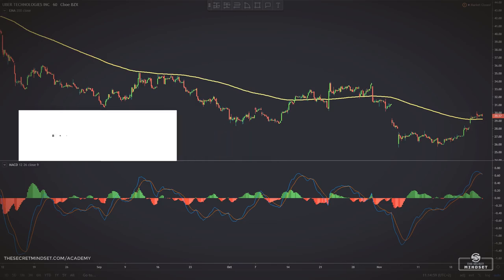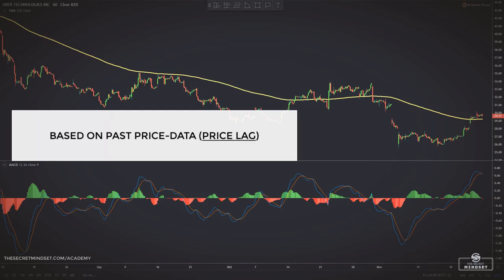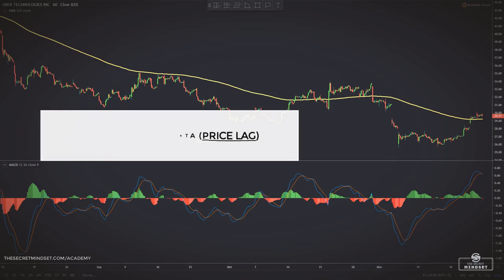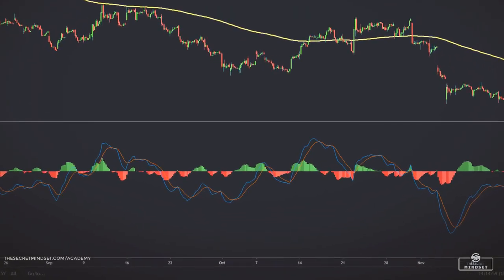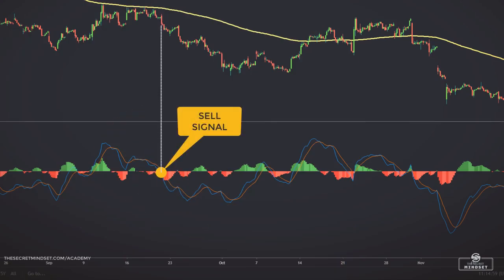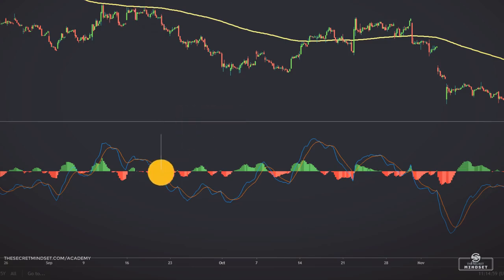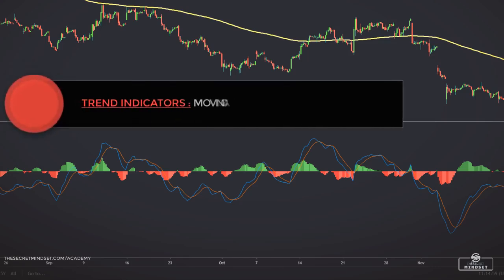However, since indicators are based on past price data, most trend indicators lag the price and give trading signals after a trend has already been established. This means a trader will likely miss the initial move of a new trend until a trend indicator sends a trade signal. Popular trend indicators include moving averages, parabolic SAR, average directional movement index, and the moving average convergence divergence (MACD).